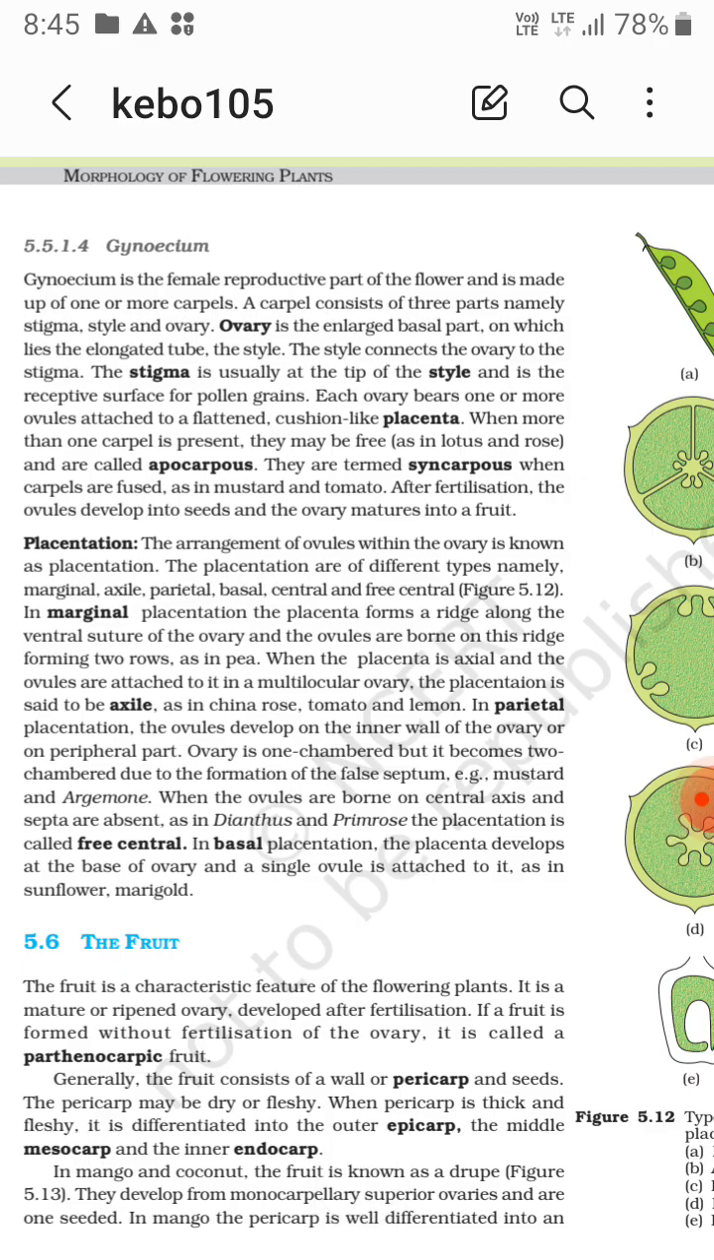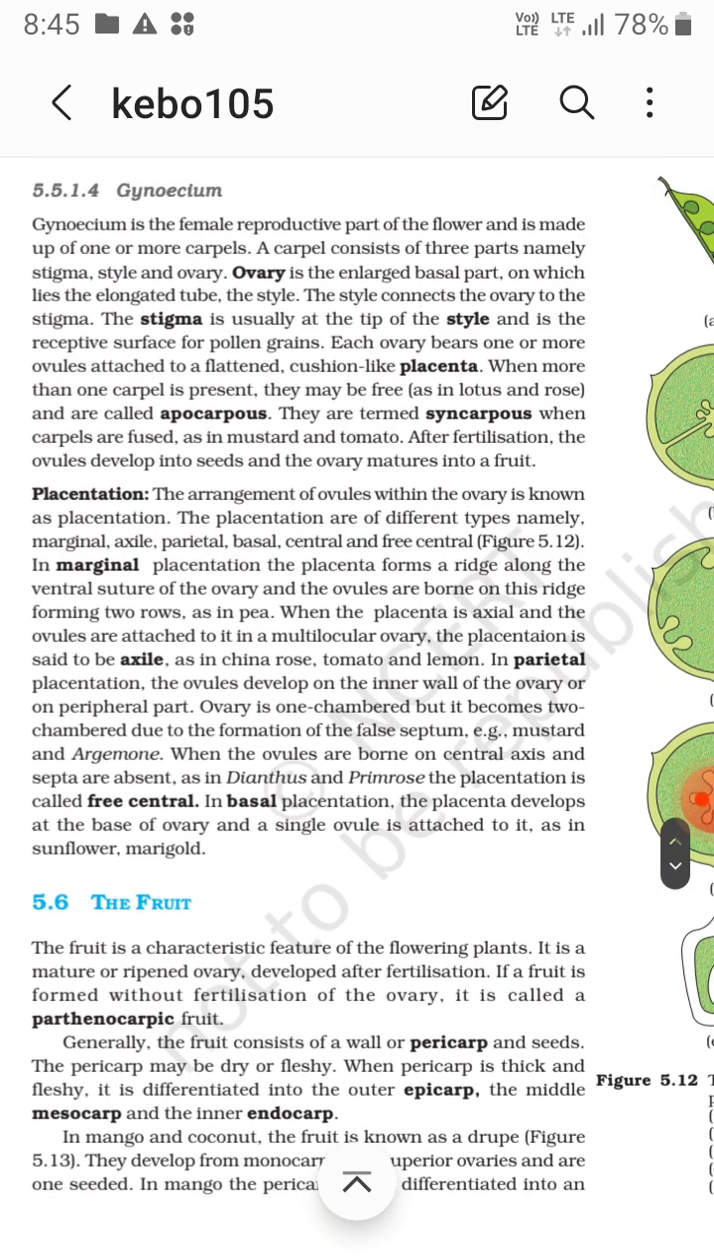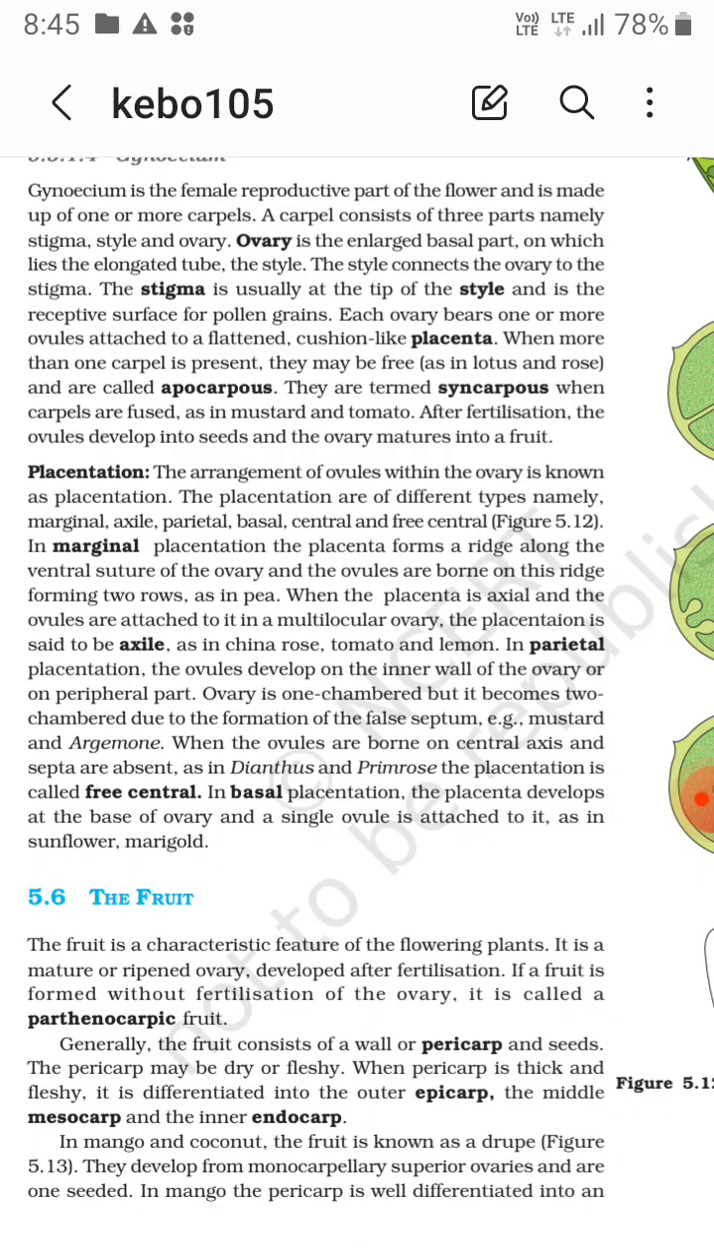After fertilization, the ovules develop into seeds and the ovary matures into a fruit. Now, in the context of gynoecium, we are studying placentation. What is placentation? The arrangement of ovules within the ovary is known as placentation. The types of placentation are marginal, axial, parietal, basal, and free central. The marginal example is pea.